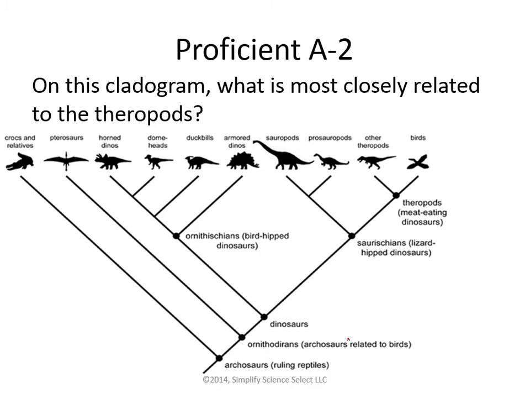Here's a proficient level question. On this cladogram, what is most closely related to the theropods? So we could probably guess that my theropods right here, including birds and other theropods, are probably most closely related with my saurischians, which includes these guys. These dinosaurs are probably most closely related to my theropods, more closely than these other ones are, probably. That would be a reasonable hypothesis.